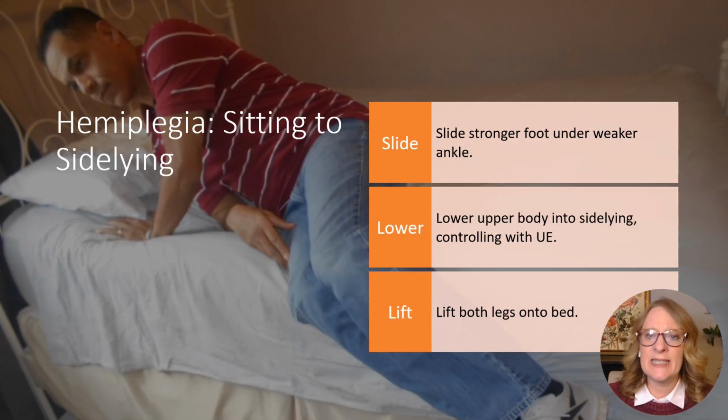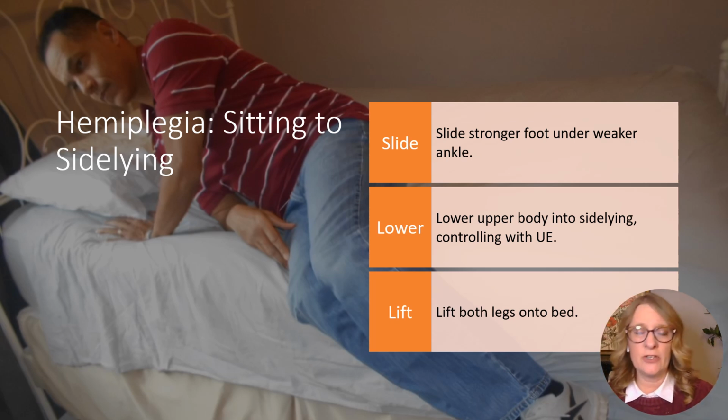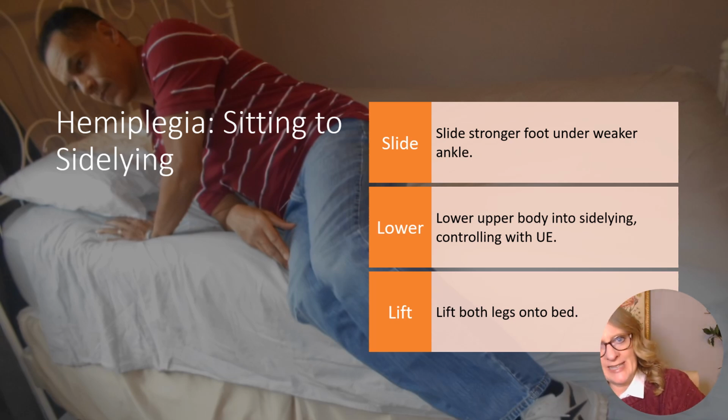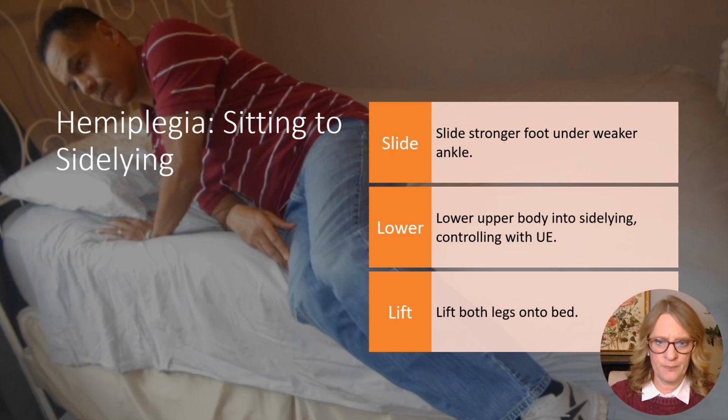So sitting to side lying, you're going to slide the stronger foot under the weaker ankle, and then you're going to lower your upper body into side lying. So you don't want them to go backwards. We're trying to go to the side because we have more control.